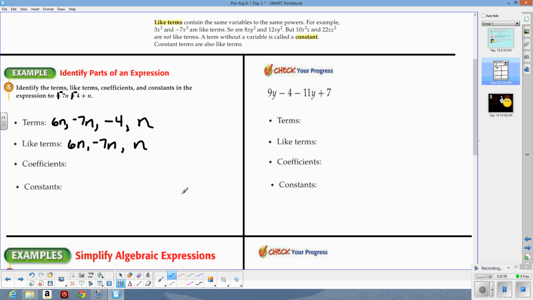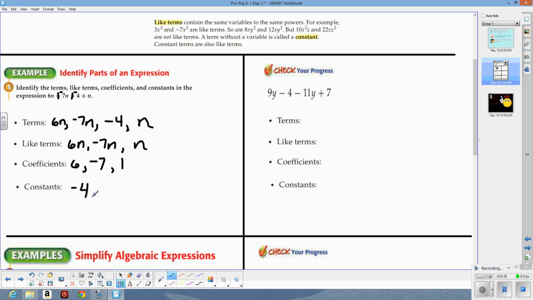Coefficients, remember, are the numbers in front of the variables. So the coefficients we have are 6, negative 7, and in front of this would be a 1. So if there's no number in front of the variable, it's a 1. And then our constant, remember, is the terms without a variable part. So our constant in this expression is negative 4.